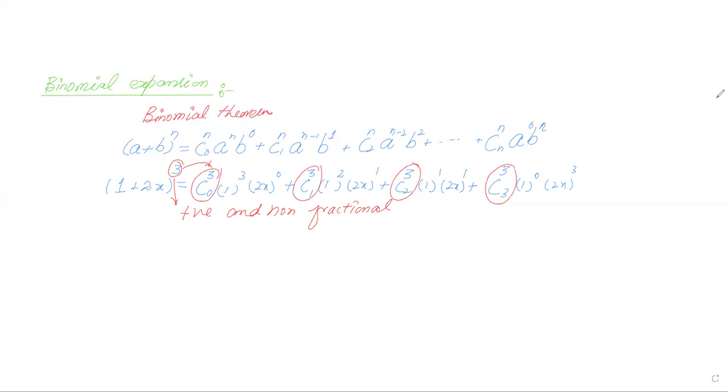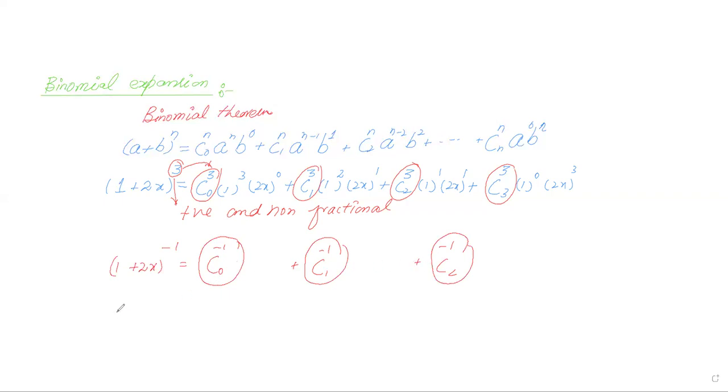But if the whole power is other than positive numbers, just like we have here, (1 + 2x) raised to power minus 1, then what will happen? Minus 1C0 plus minus 1C1 plus minus 1C2 and so on. But when you use the calculator, these values will not be calculated. These values will not exist. The calculator will say math error.